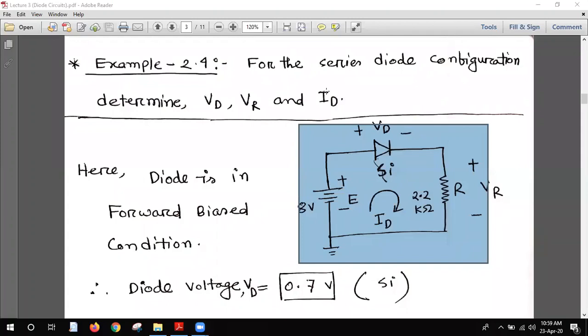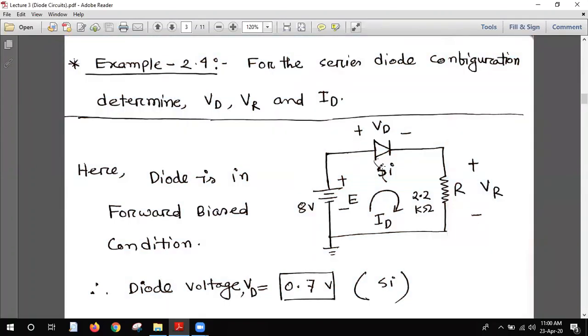From this configuration, we already understood that this is forward biased condition. We all know that in forward bias condition, as it is a silicon diode, the barrier potential is 0.7 volt. The circuit will not work until this voltage becomes 0.7. We have 8 volt, so this 8 volt will be distributed here and here.